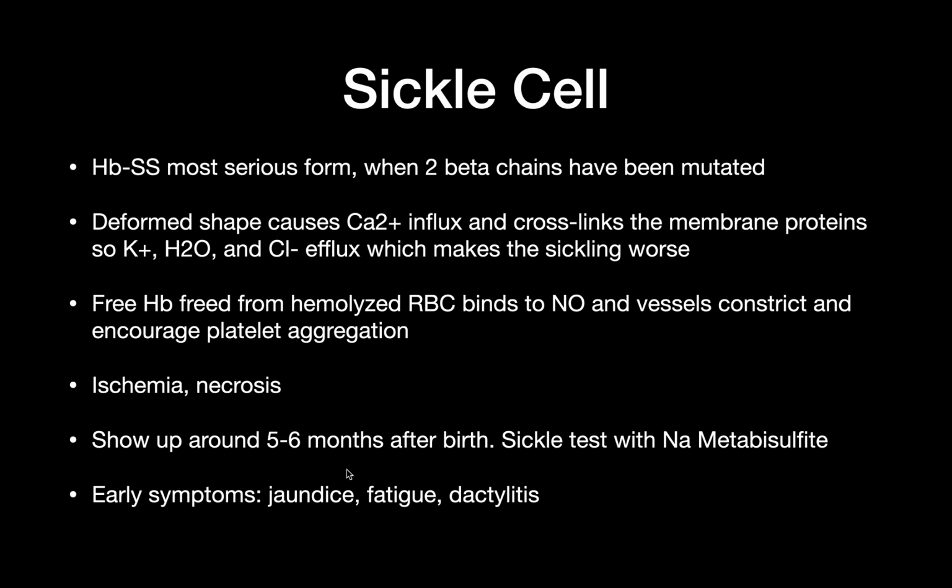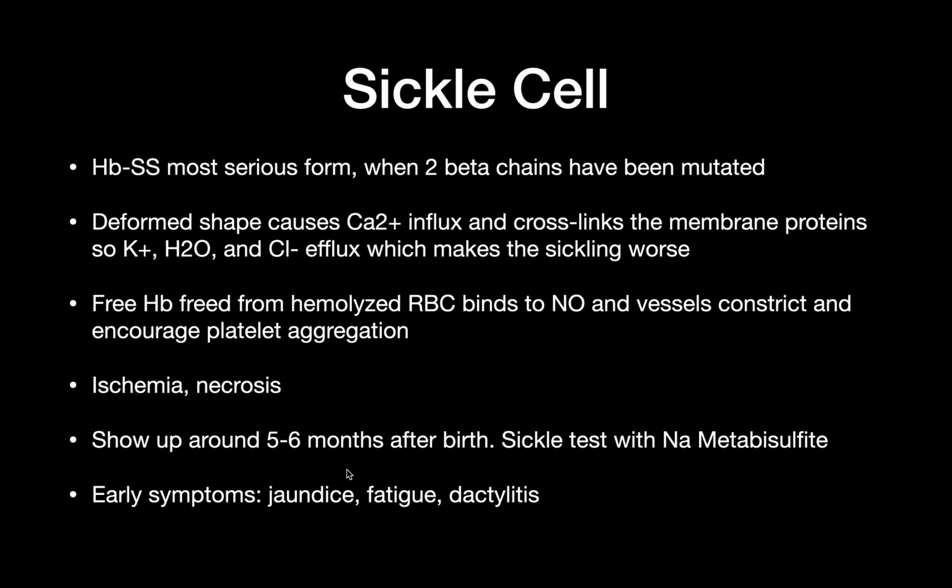So sickle cell has a variety of forms, but HbSS is the most serious form where both beta chains have been mutated. And it is an autosomal recessive disorder, and it is caused by a point mutation where a valine replaces a glutamate at position 6. And the deformed shape of the cell causes calcium influx, and the cross links of the membrane protein are affected. So the potassium, water, and chloride ions efflux, and that causes dehydration, which makes the sickling worse.